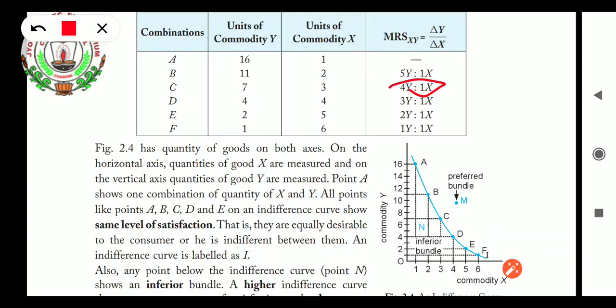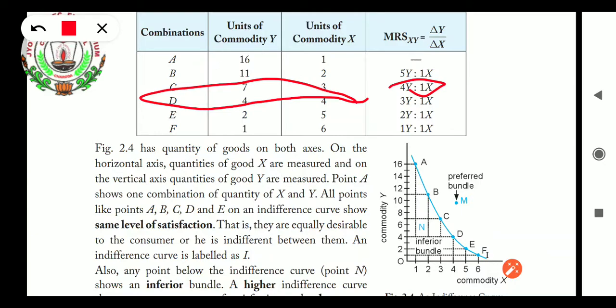Next, level D: when we purchase from 7, we sacrifice commodity Y down to 4. It means 3 units of Y have been sacrificed to increase one more unit of X. Here is a level where the consumer can reach equilibrium by purchasing 4 units of Y and 4 units of X. And so on, Y decreases as we increase one more unit of X.